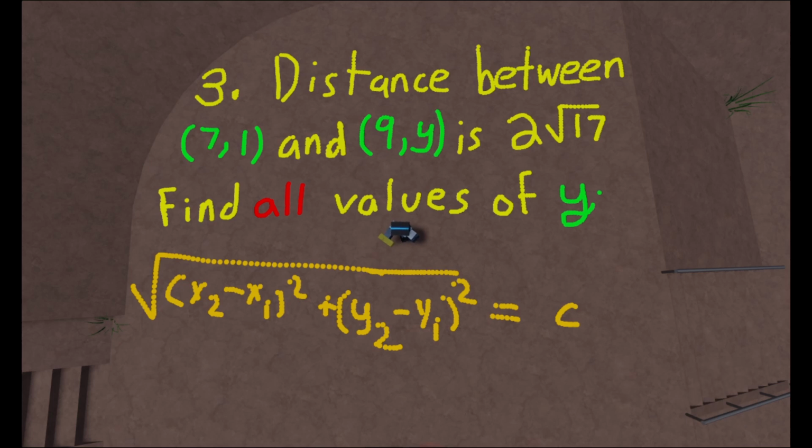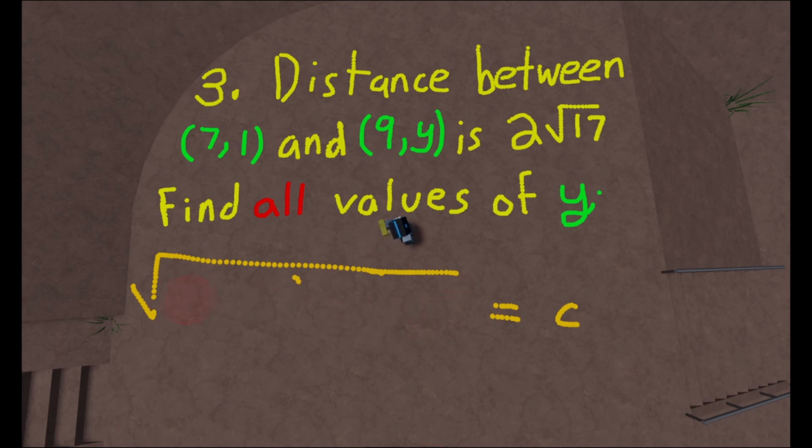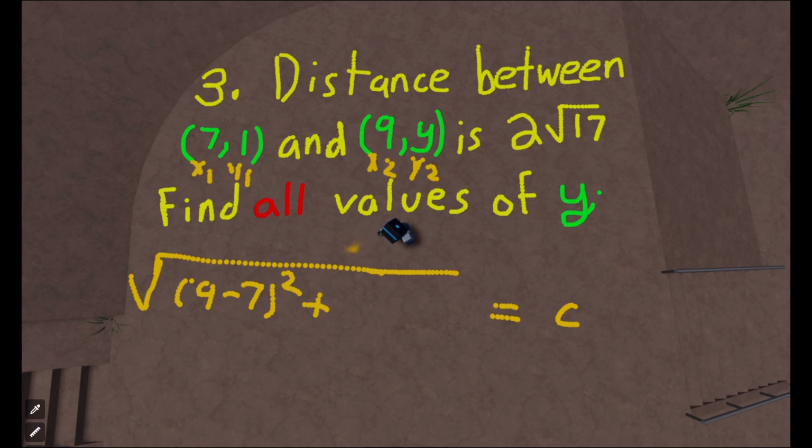So I'm just going to plug in numbers. If I call this one x1, y1, and then x2, y2, I'll have that x2 minus x1 is 9 minus 7, square that, then plus y2, which is just y, minus y1, which is just 1, squared, is equal to 2 times the square root of 17, because that's our distance. To solve this equation for y, let's just square both sides.